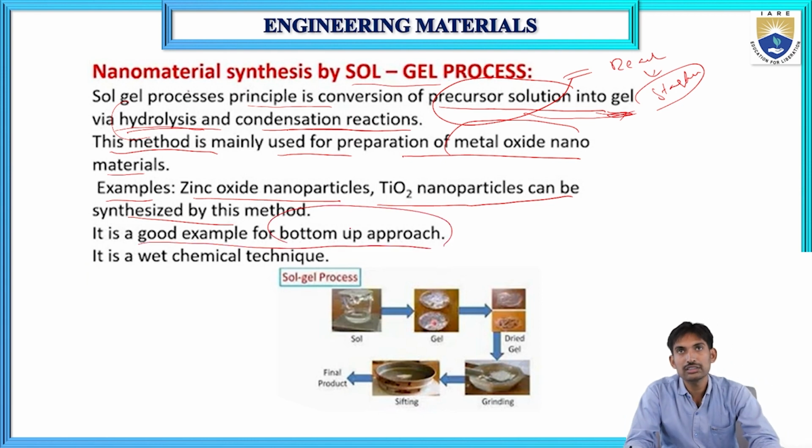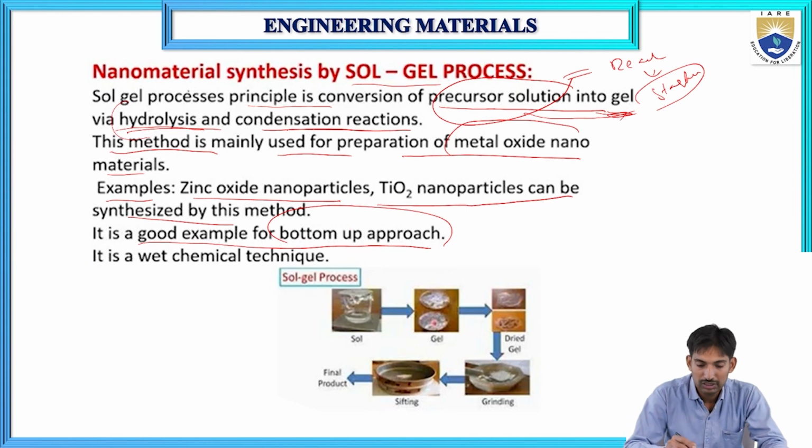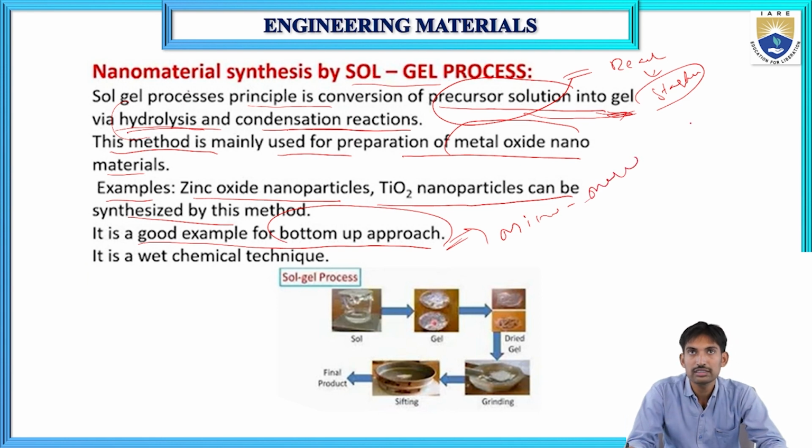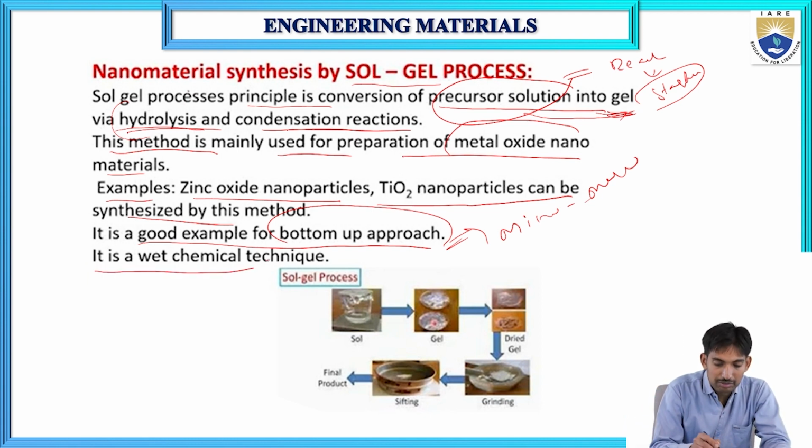This Solgel process is an example for the bottom-up approach. In this, micromolecules we have to convert into macromolecules. This is the example for the bottom-up approach. The Solgel process is an example for the bottom-up approach. It is a wet chemical technique.